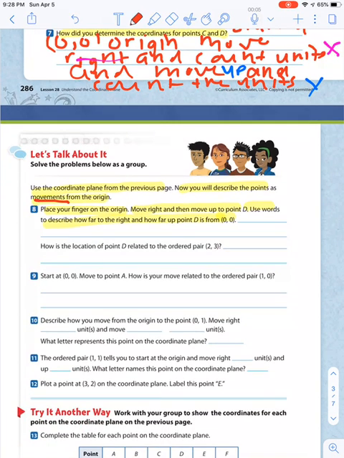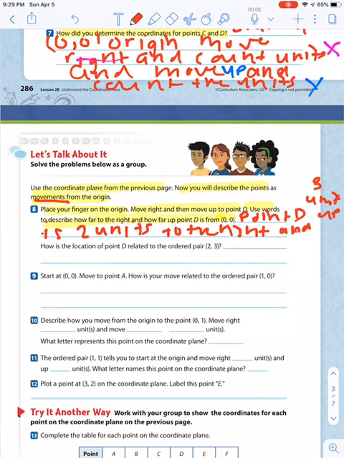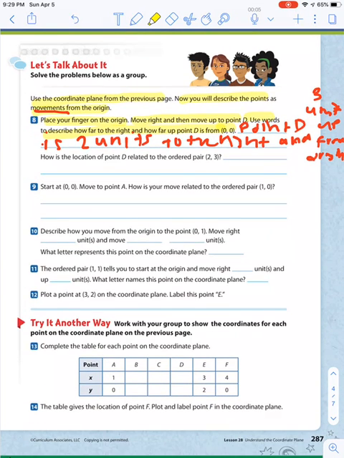So we're going to say point D is 2 units to the right and 3 units up from the origin. I kind of put just origin. And again, I am so sorry about the handwriting. I will get a stylus so that my chunky fingers aren't getting in the way.